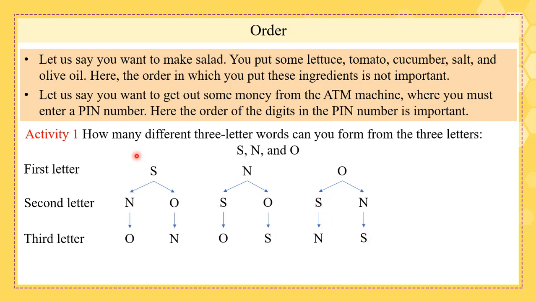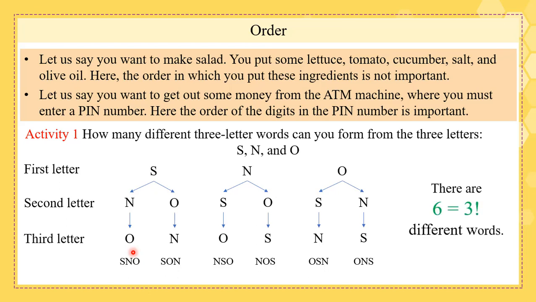Well, what are the words that we have? These are the words. We have SNO, SON, NSO, NOS, OSN, and ONS. You see that we have 6 words. Now, how can we benefit from this number? 6 is nothing but 3 factorial.